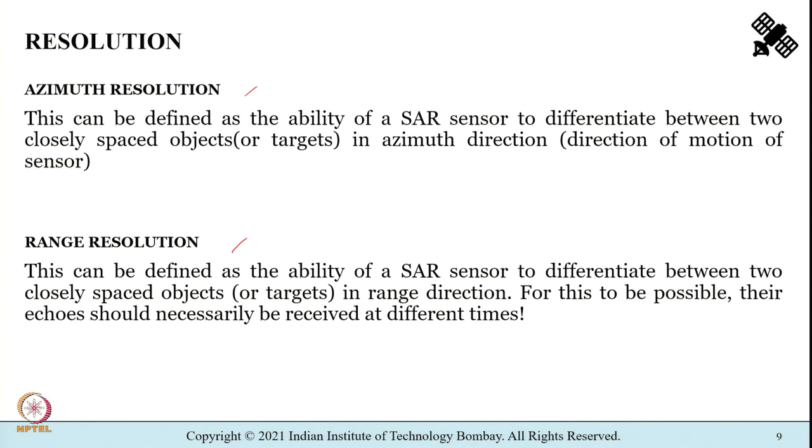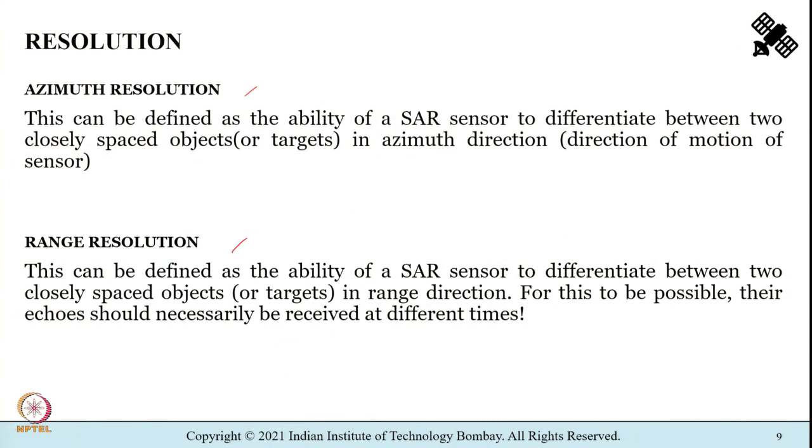Remember, in optical remote sensing, there is a single spatial resolution, which is many times equal to the pixel spacing. Only one resolution is available when it comes to optical remote sensing. But in microwave remote sensing, there are two directions, range direction and azimuth direction, which is why there are two resolutions, azimuth resolution and range resolution.